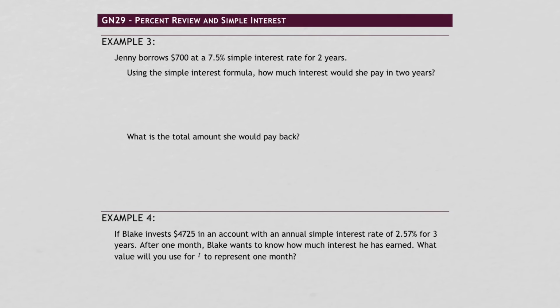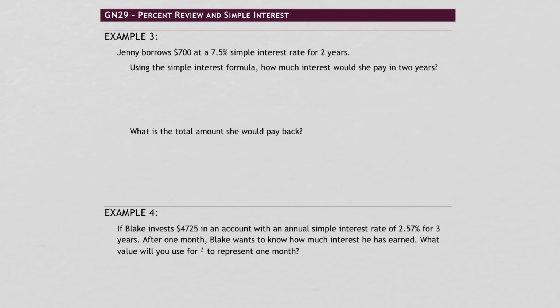Example 3 says Jenny borrows $700 at a 7.5% simple interest rate for 2 years. Using the simple interest formula, how much interest would she pay in those 2 years? So we'll use I equals PRT. The principal amount is $700. The rate as a decimal would be 0.075, and we have 2 years. So she'd end up paying $105 in interest.